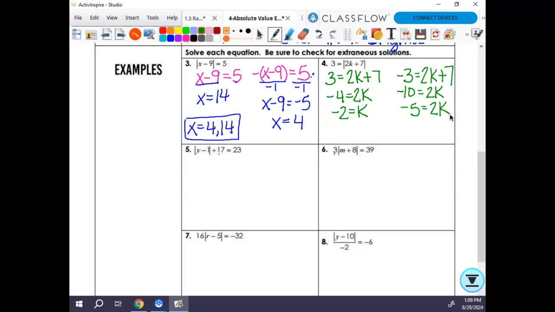But 2 times the negative 2, that's negative 4 plus 7, that's 3. And then, oh, that does not equal 2k.